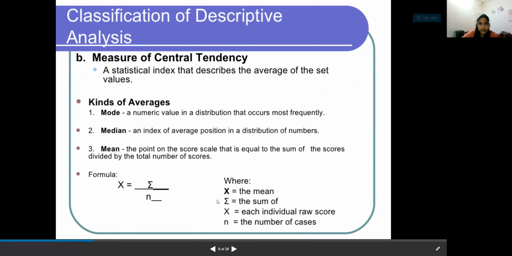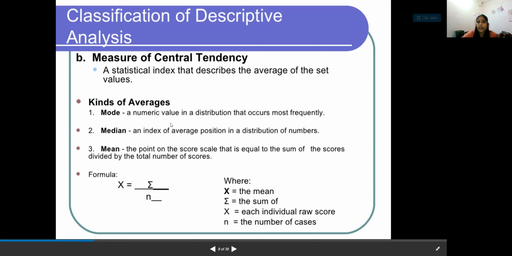Okay, you can see that measures of central tendency. That is also we are doing in this descriptive analysis. Okay, you can see statistical index that describes the average of the set of values. Kinds of averages are mode, median, and mean. Okay, we will find out mode, median, and mean.